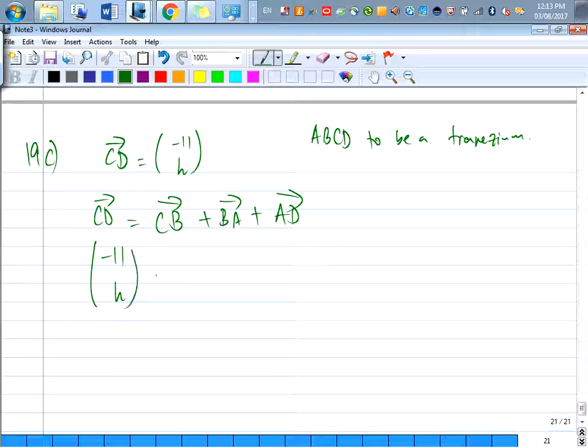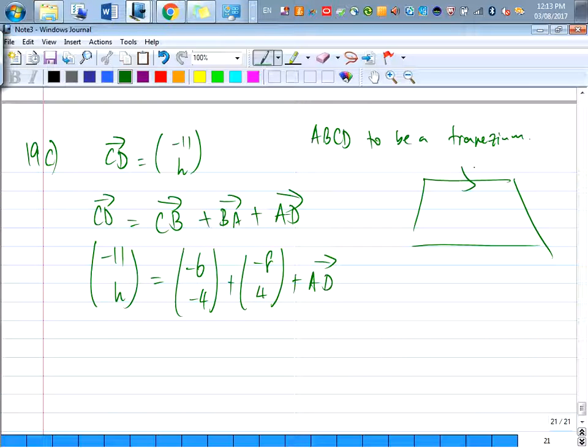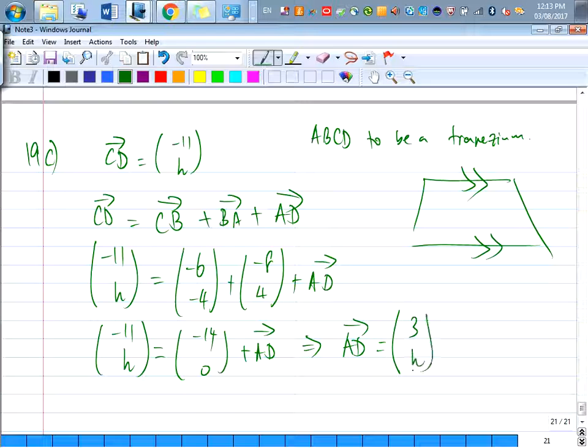CD is given to be negative 11h, then fill in the rest. Negative 6, negative 4, plus negative 8, 4, plus AD. Okay, just substituting only. Right now, we are trying to express AD in terms of h. Then later on, we'll make use of the properties of a trapezium, the parallel lines, to find out the possible values of h. Then simplify it. We will get negative 11h equals negative 14, 0 plus AD. Therefore, AD is now 3h. Simplification only.